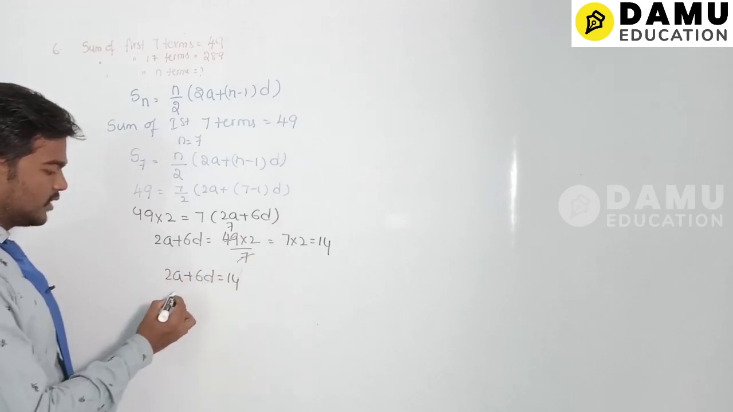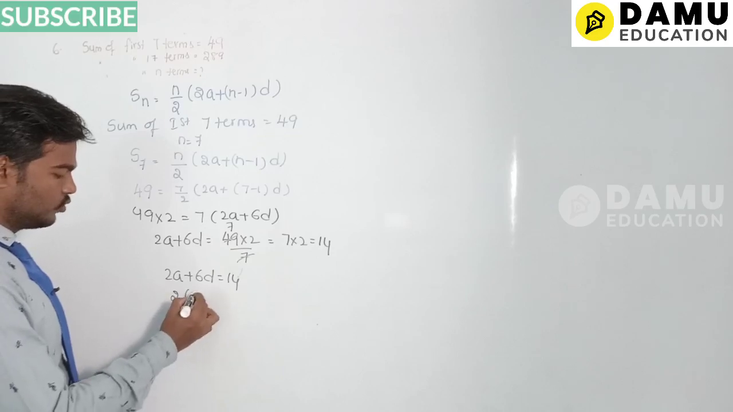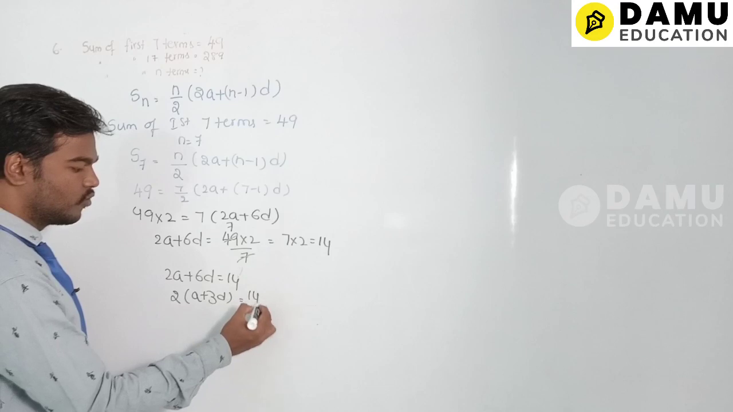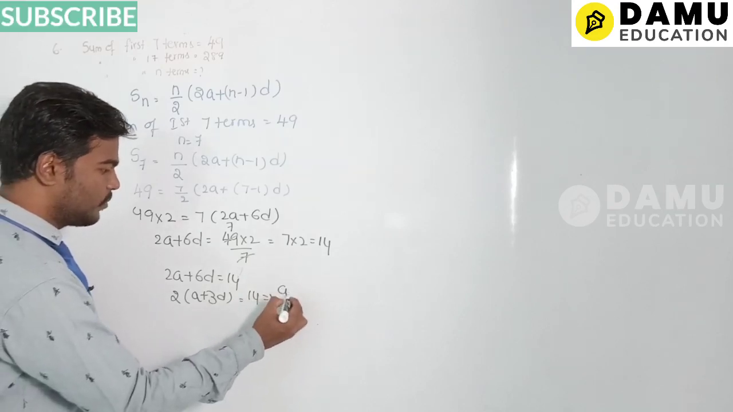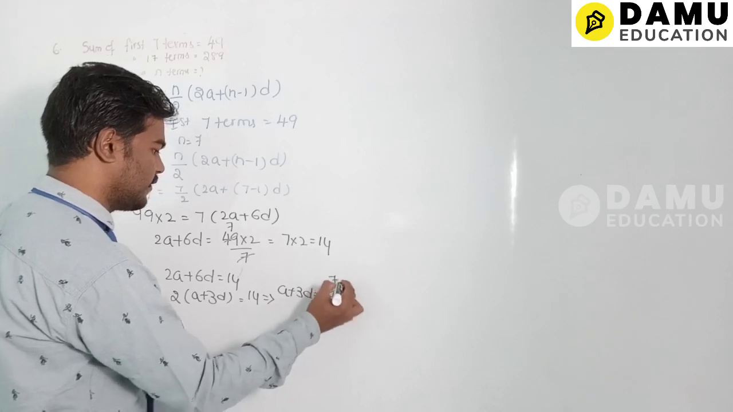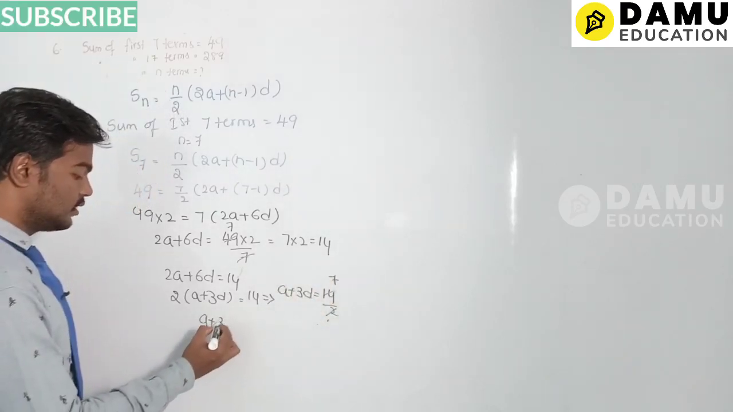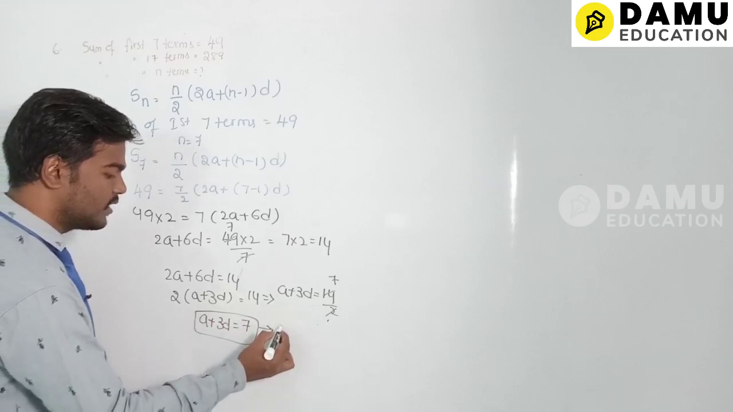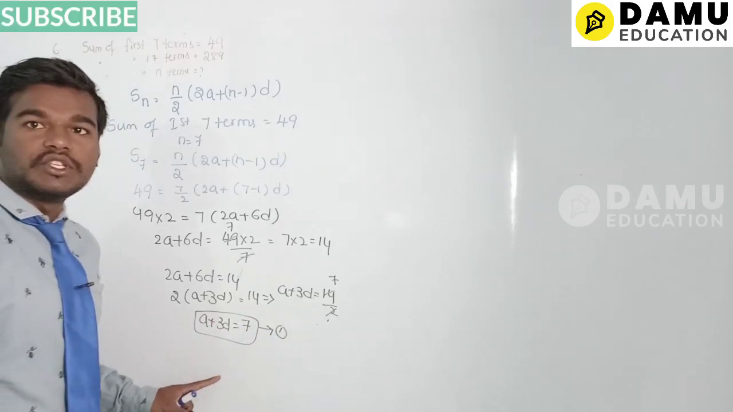Then what can you take common here? You can take 2 common: 2 into (a plus 3d), since 2 threes are 6, is equal to 14. That implies a plus 3d will be equal to 14 by 2. 2 sevens are 14, so a plus 3d will be equal to 7. Let's take this as equation 1.